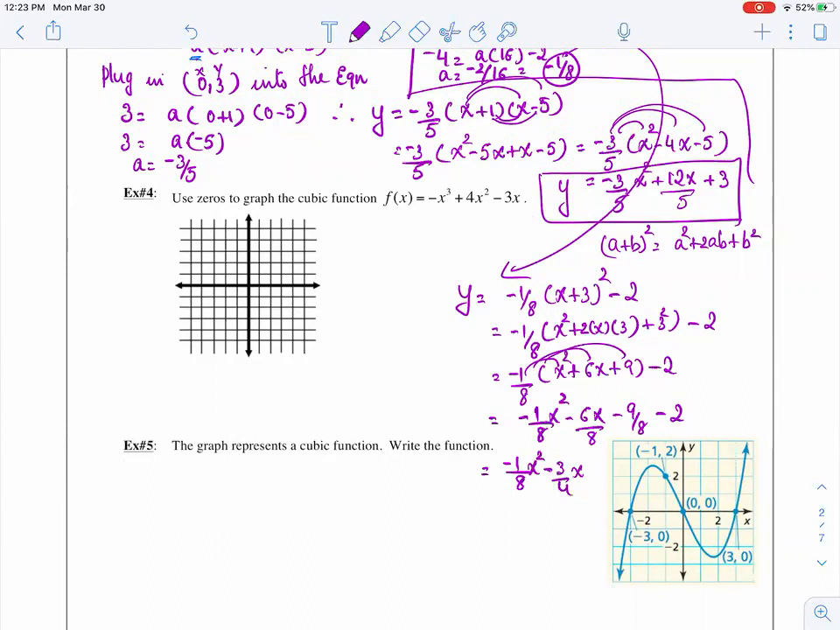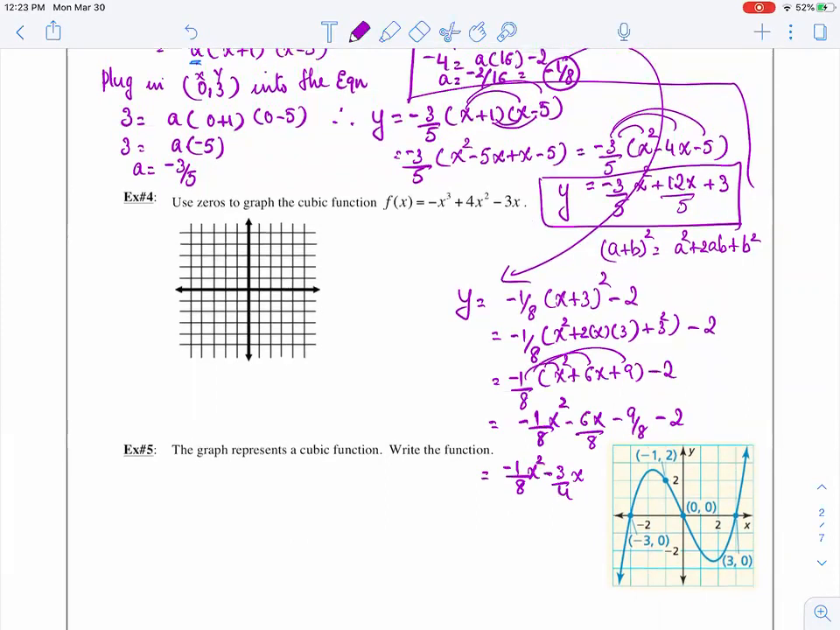What is negative 9/8 minus 2? Negative 3 and 1/8, I think. That's going to be 16. Oh. So that's negative 25/8, correct? Yeah, that is negative 3 and 1/8. Okay. So that's the function.